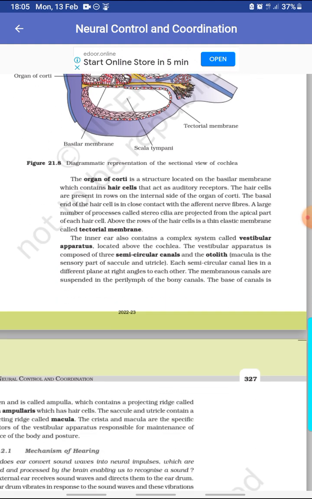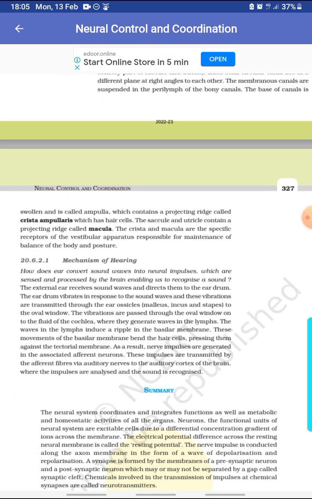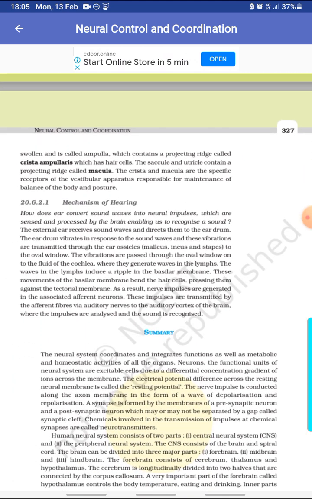The base of the canal is swollen and is called the ampulla, which contains a projecting ridge called crista ampullaris, which has hair cells. The saccule and utricle contain a projecting ridge called macula. Macula are the specific receptors of the vestibular apparatus responsible for maintenance of balance of the body and posture.